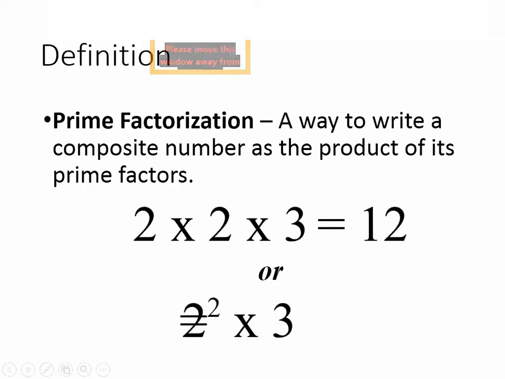Or we can write it another way: 2 exponent 2 means 2 multiplied by 2. In place of 2 multiplied by 2, we write 2 exponent 2 multiplied by 3, which equals 12. 2 exponent 2 means we have 4, and when we multiply 4 by 3, 4 threes are 12, so it becomes the composite number.